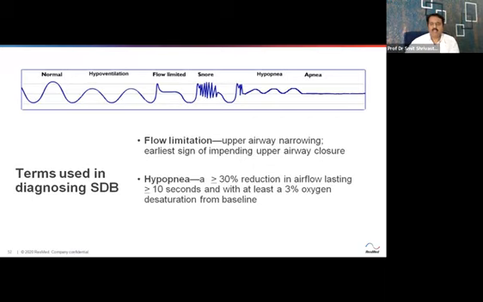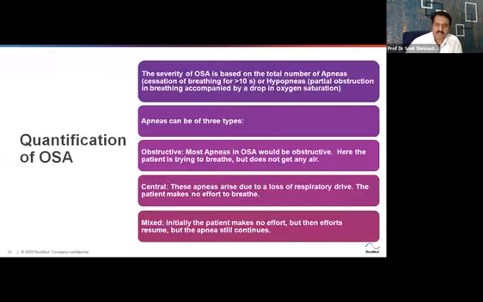Hypopnea is when a more than 30% reduction in airflow lasts, mandatorily, for 10 seconds or more, and again 3% or 4%, the guidelines are different, but at least a 3% reduction in oxygen saturation from the baseline. And apnea is cessation of airflow for more than 10 seconds.